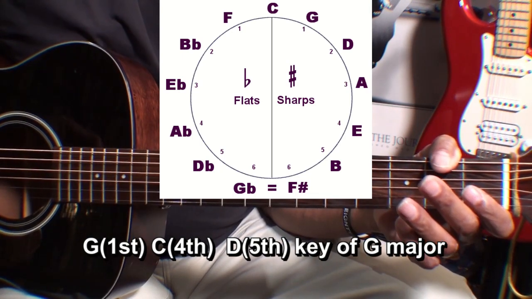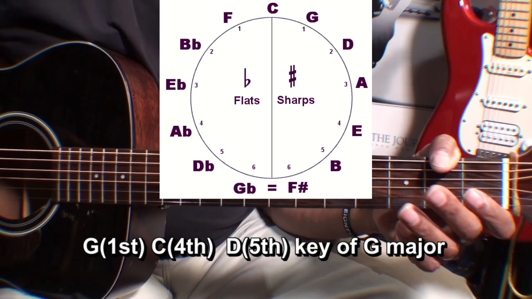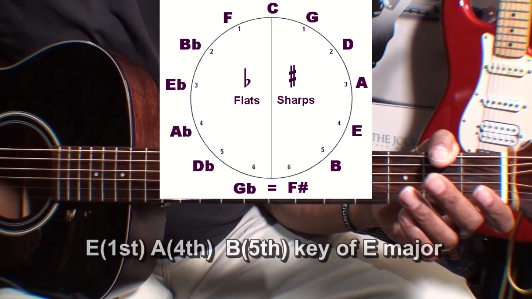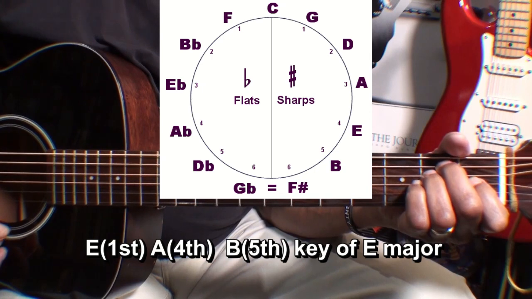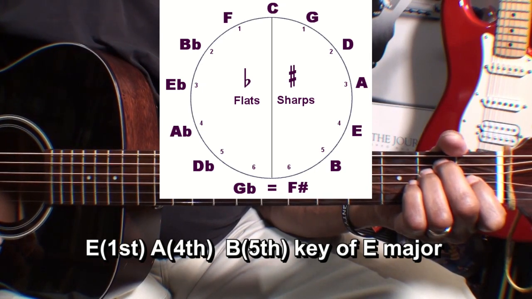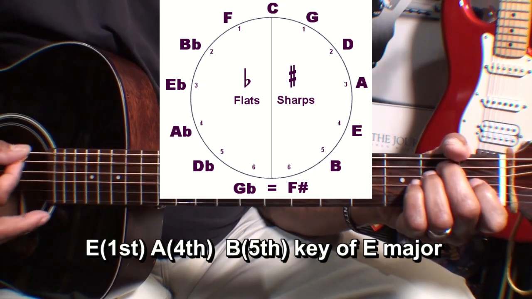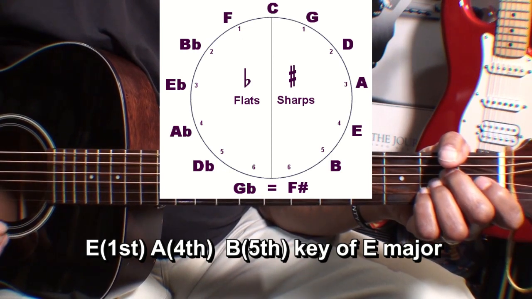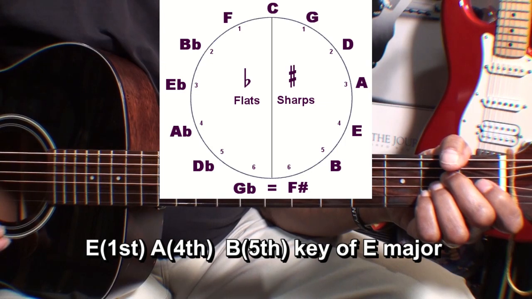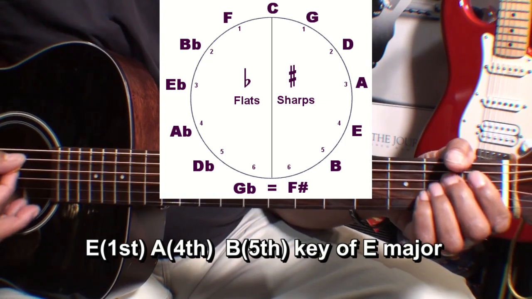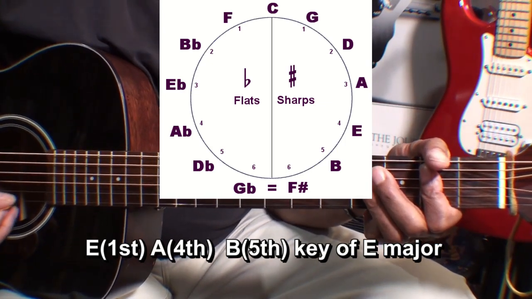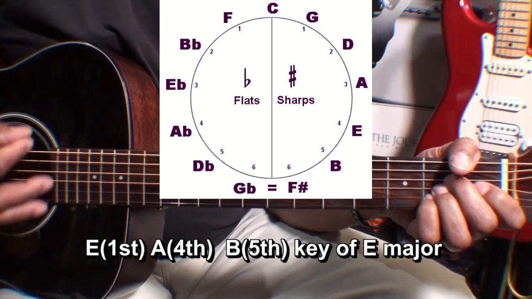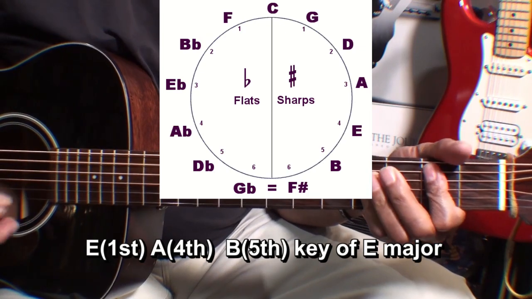You can play those chords in endless combinations to come up with cool musical ideas. Let's go with E, E major. So if we've got E, to the left of E would be A, which is the fourth. To the right of E is B, which would be its fifth. So we've got E, A, B.